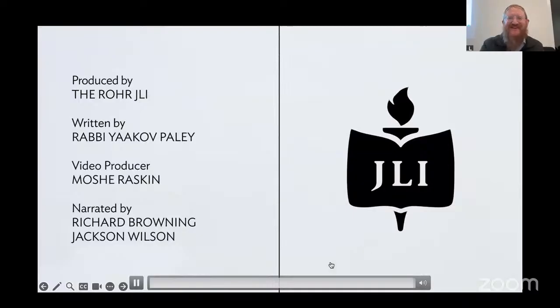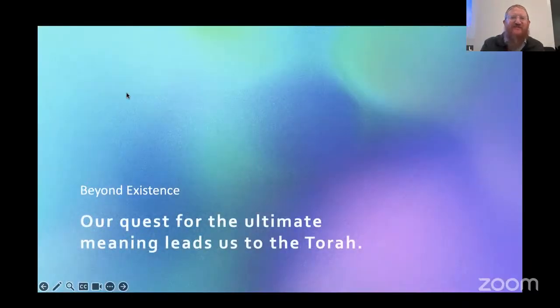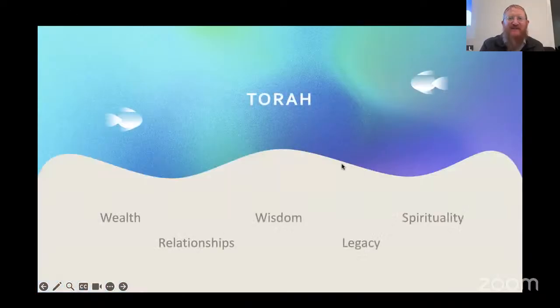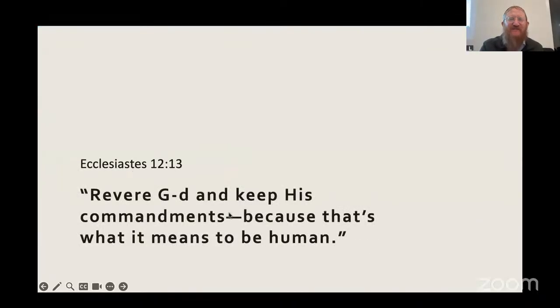Brilliant, right? Ladies and gentlemen, our quest for the ultimate meaning leads us to the Torah, where we get that the Torah has all the things that we need in it and will give us meaning to everything. Ultimately, Solomon's conclusion was: what is meaningful? To revere God and keep his commandments, because that's what it means.